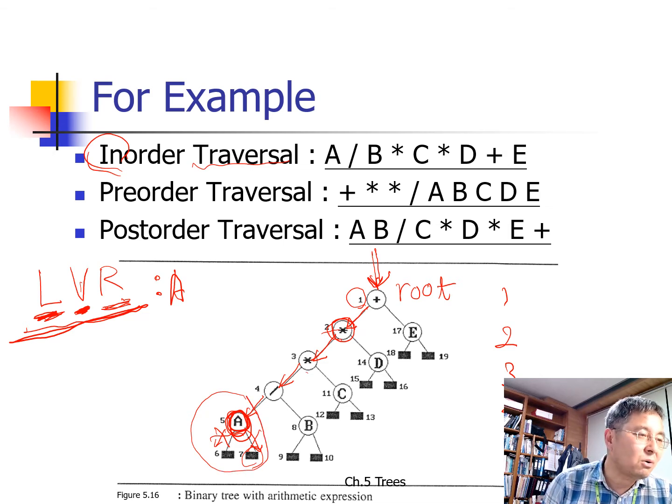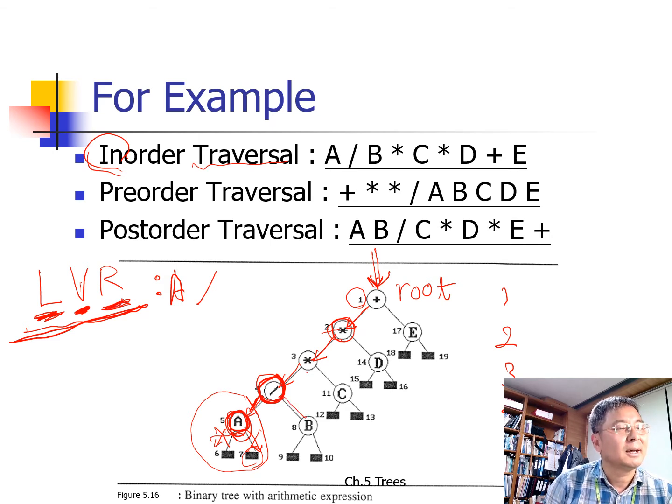Okay, so we must go back to the parent. Now I am in this node. L is now finished. So next one is V, which means read the value of this node. So this one. Okay. So now V is finished. Let's go to the right subtree.